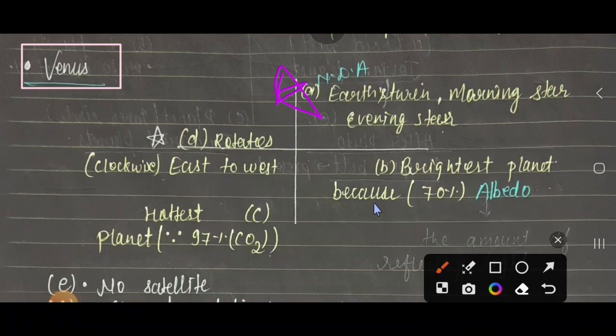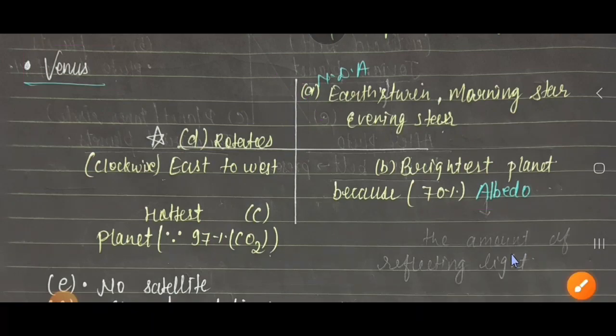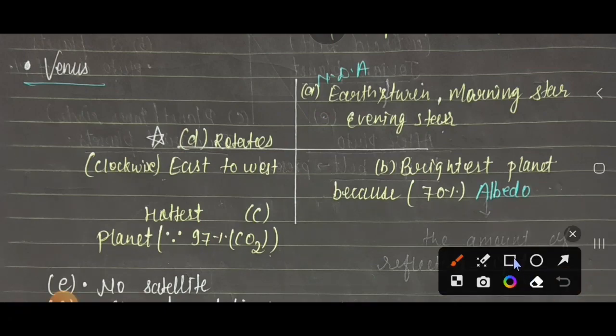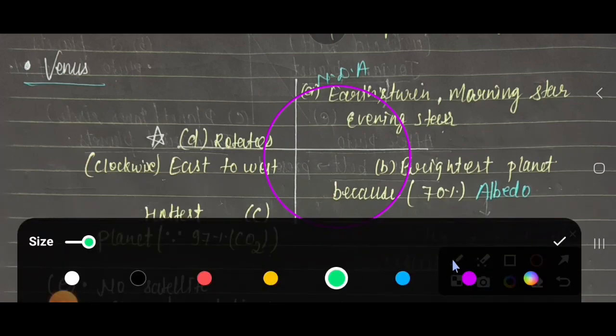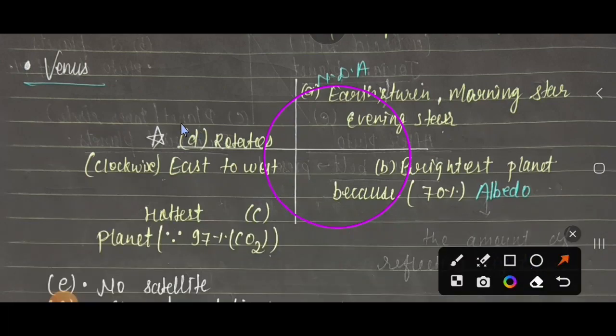And the B point is that it is the brightest planet of our solar system because of its 20% albedo. Albedo means the amount of reflection of light. I am going to explain this point with the help of one example. So let's suppose this is our Venus, and these are the rays that are falling on Venus.